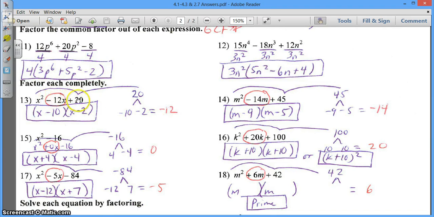Remember, find two numbers that multiply to your last number but add up to the middle number. So on number 13, we had to find two numbers that multiplied to 20 but added to negative 12. Well, the two numbers we would have used were negative 10 and negative 2. When you combine those, they combine to negative 12. But then when you multiply them, they multiply to 20. That's what you do for all through 18.